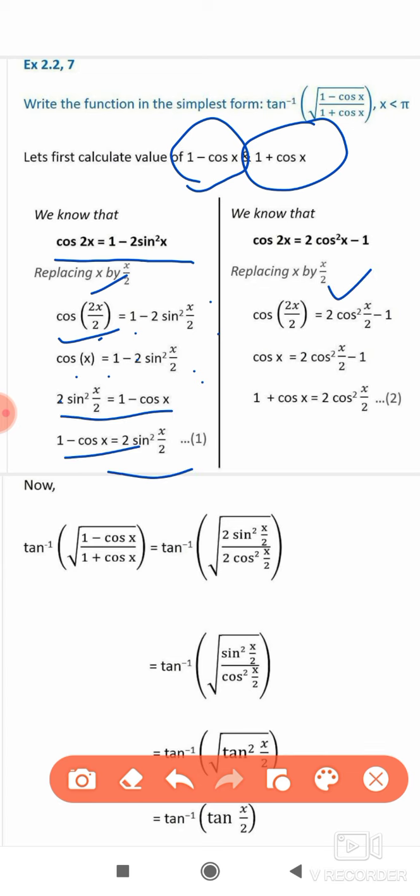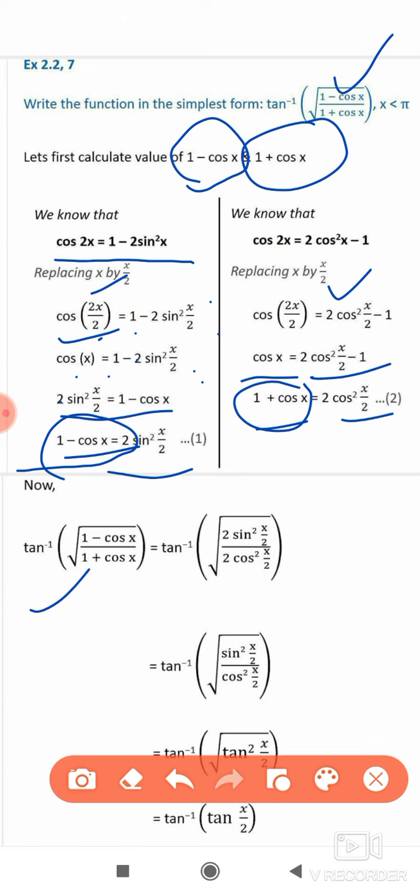Replace this x by 2, you will get cos x is equal to 2 cos square x by 2 minus 1, so 1 plus cos x is equal to 2 cos square x by 2. What you have to do, just put the value of 1 minus cos x and 1 plus cos x over here. Tan inverse under root 1 minus cos x divided by 1 plus cos x is equal to tan inverse under root 2 sin square x by 2 divided by 2 cos square x by 2.